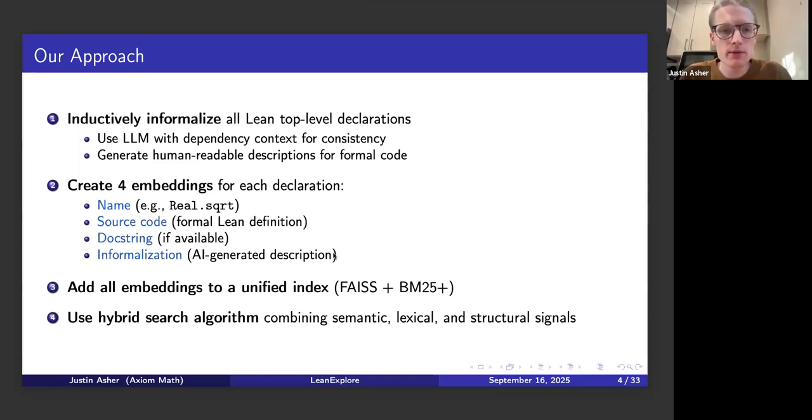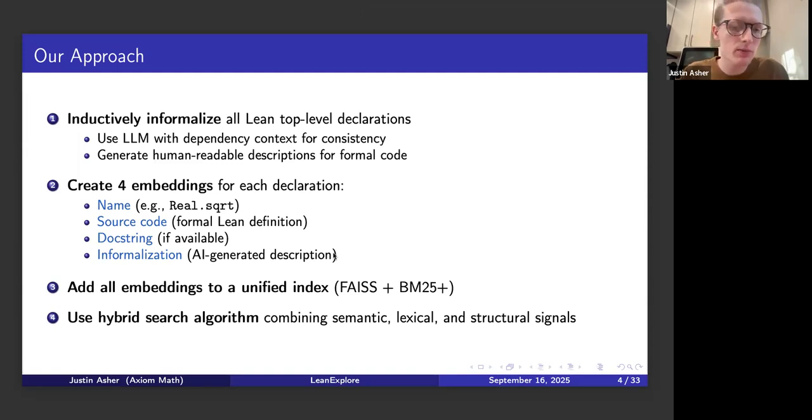So the approach that I used to build LeanExplore is I started by inductively informalizing all of the Lean top-level declarations. So these are theorems, definitions, structures, lemmas, and more. And then I used an LLM with a dependency context for consistency to informalize these, meaning we generate informal English descriptions of the formal statements. And then we create embeddings for each declaration.